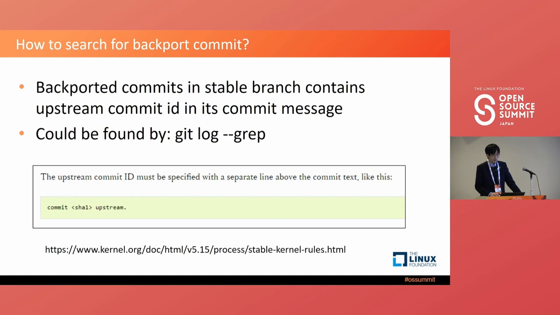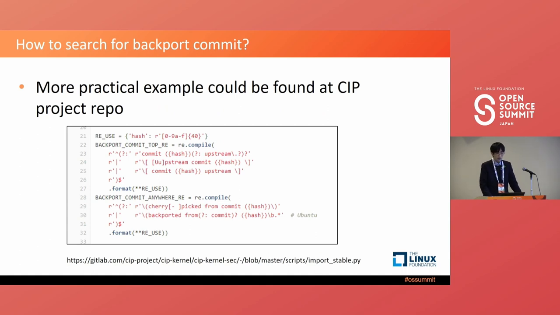Now we know the fix commit in the master branch. We can search the stable branch with that commit ID to find the fix commit in the stable branch. I will show an example procedure that you can actually perform in the later section. You can find a practical expression in the CIP project repository that looks up cherry-picked commit IDs. By using this, you can find the upstream commit for almost every commit in the stable branch.